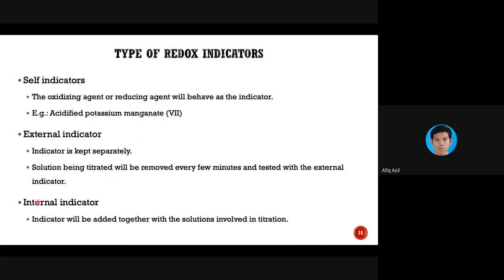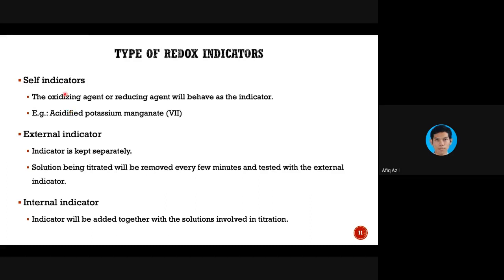And then the types of redox indicators. There are 3 available. One is called self-indicators. With this one, the reaction itself will show color changes without any addition of indicators. For example, back in acid-base titration, you probably add phenolphthalein because both the acid and base are colorless, basically like water. If you mix the solutions, both have the same type of color, so you are not going to see any difference at all.